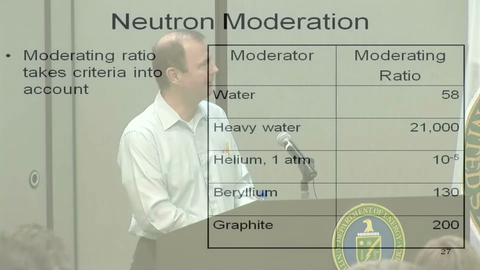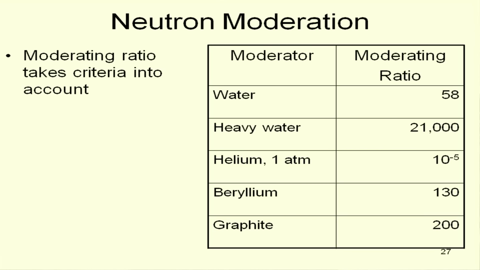And these are materials people have taken halfway seriously. Water, very popular. Heavy water is used. Good moderating ratio. And I should say this moderating ratio is not that little term on the previous slide. This moderating ratio takes into account the capture cross-sections and the bad stuff also. So water has a significant capture cross-section, even though it has great moderation, so it's a little bit low.